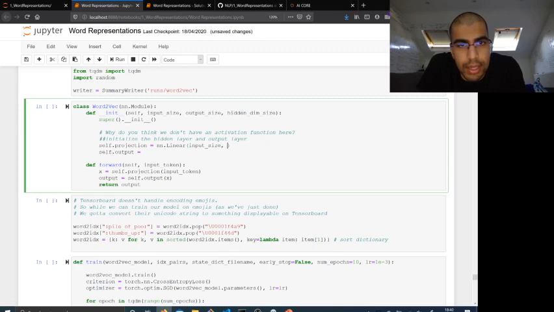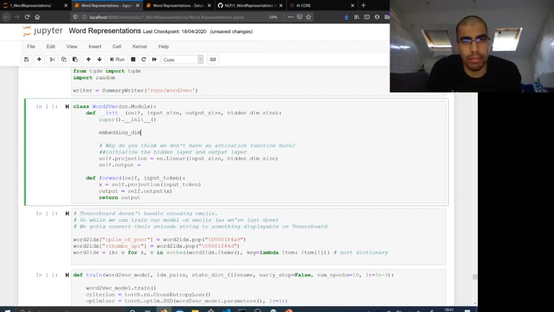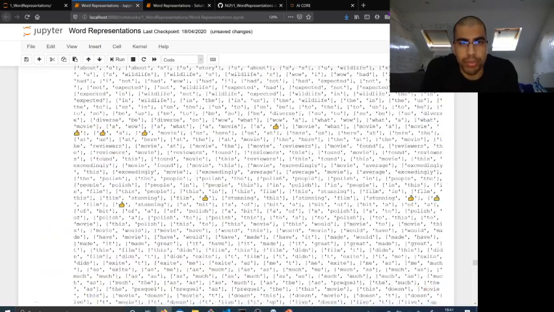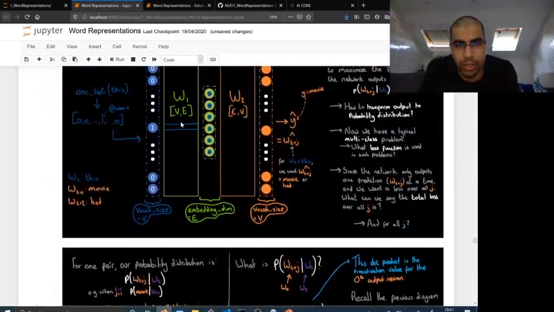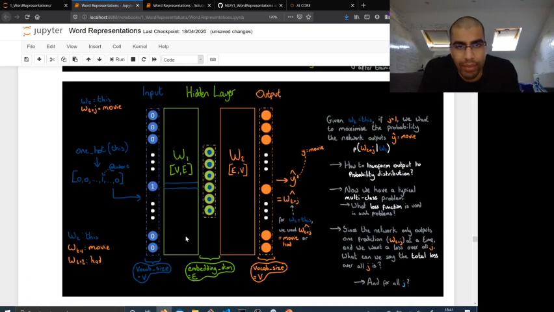and hidden dim size is going to be our embedding size. Okay, so embedding dim equals hidden dim size. That makes things a bit easier for you guys to understand. What this means is that our weights matrix, which we're referring to as W1, goes from our input layer, V or vocab size, to our hidden layer, E, the embedding dim size. So our weights matrix is going to be V times E: vocabulary size down and embedding dim across.